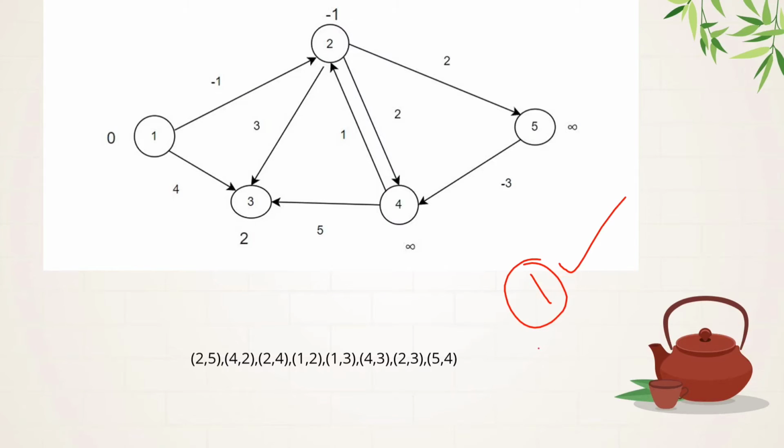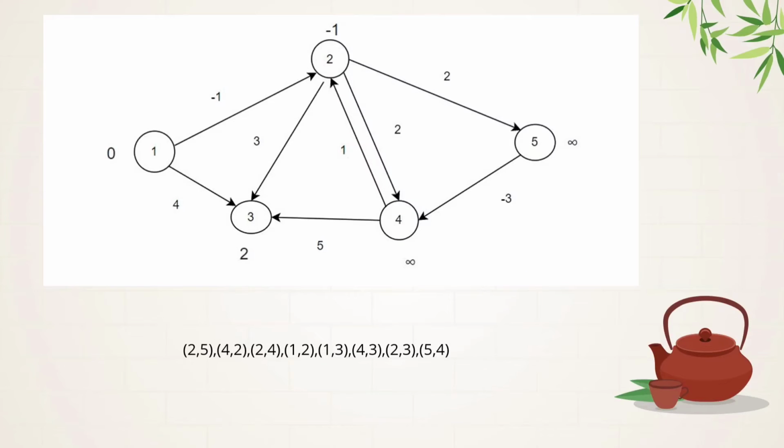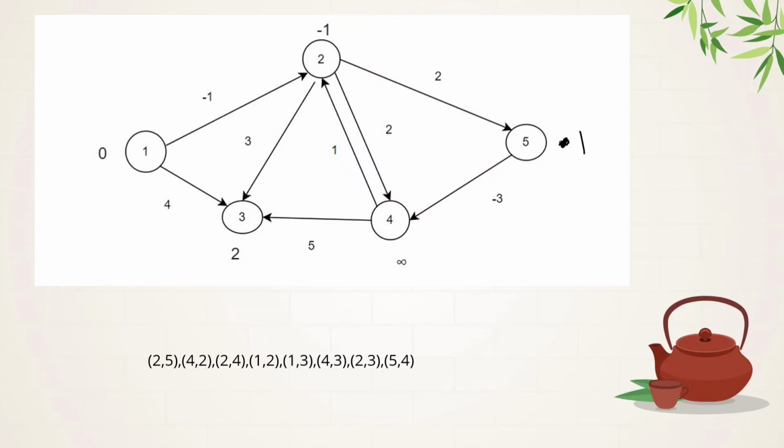We are left with 3 more iterations. Let's jump into the second iteration now. We follow the same order as in the first iteration. We start with (2,5), that is minus 1 plus 2 is plus 1, which is less than infinity, so we change this to plus 1. (4,2), infinity plus 1 is not less than minus 1, so no need of changing this.